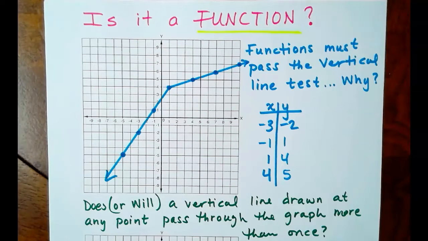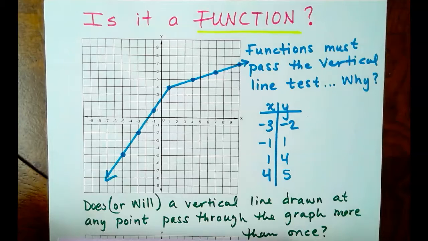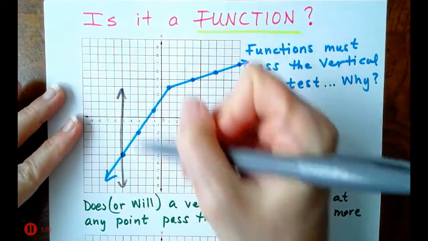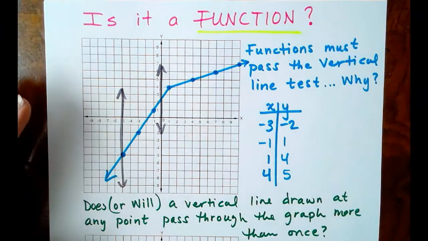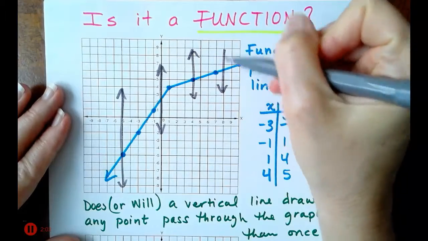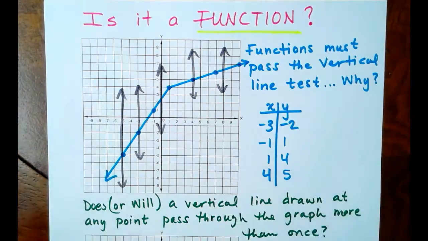And the vertical line test says this: does or will a vertical line drawn at any point pass through the graph more than once? So if I come along and I start drawing vertical lines at any point through this graph, there's a vertical line at x equals -5. It touches the graph only once. Here's a vertical line at x equals 0. It only passes the graph once. Here's a vertical line, touches it once, touches it once, touches it once. So this particular graph is a function because it does pass the vertical line test.